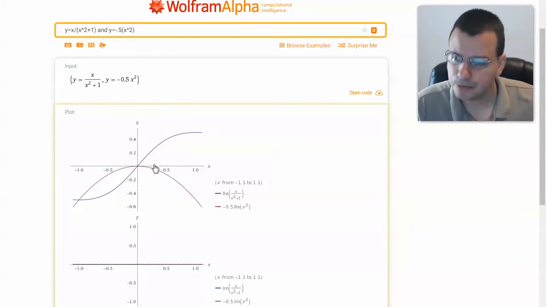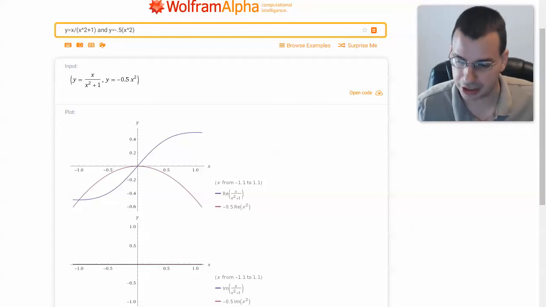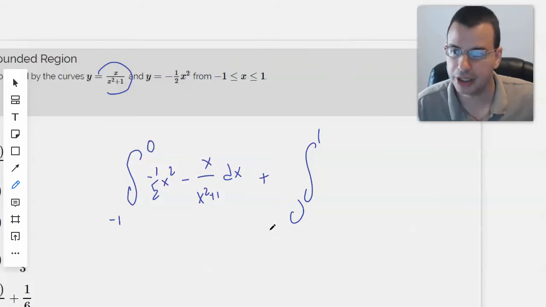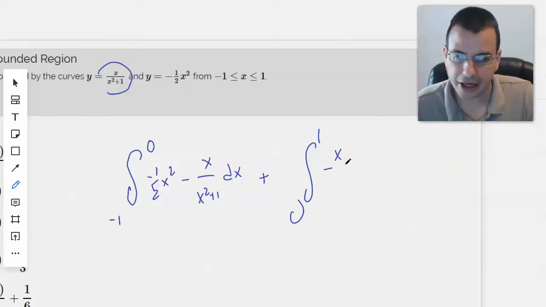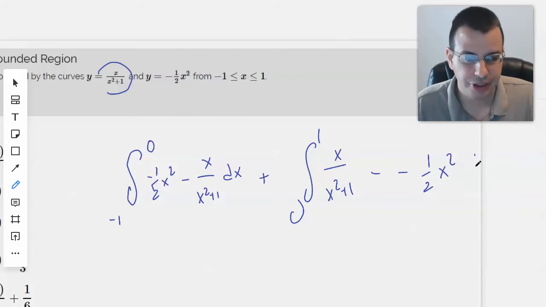And then for the second curve here, we're going to do the, let's see, the blue. So we're going to reverse which ones we subtract. So the second one will be x over x squared plus 1 minus negative 1/2 x squared dx.